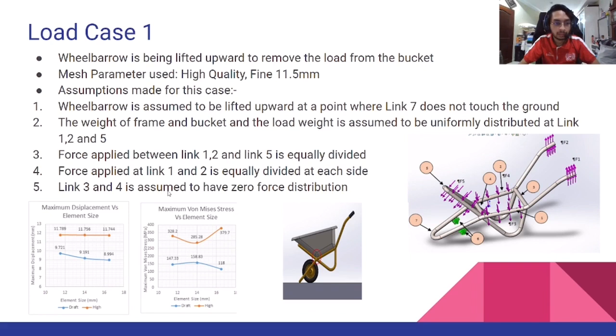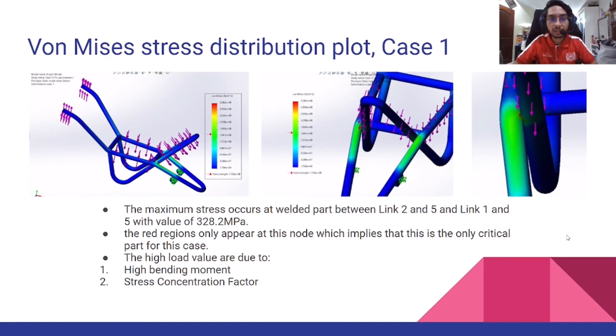The fifth assumption is that link 3 and 4 is assumed to have zero force distribution. As can be seen in this figure, from the side view of the wheelbarrow, we see that the bucket does not actually touch that link, so we assume it to have zero force distribution. After doing the FBD analysis, we find the magnitude of all the forces and we input it into the SolidWorks software, and we get this von Mises stress distribution result, as can be seen in these figures. And the maximum stress, which is 328.2 megapascal, appears at the link between link 2 and 5 and link 1 and 5.